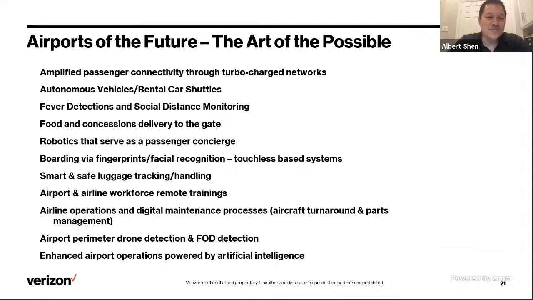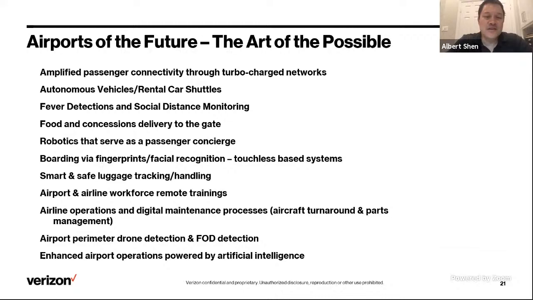I know that we've all been talking about a lot throughout this conference and other parts of airports overall in terms of how can more touchless-based systems be used. Smart and safe baggage handling and tracking, airline and airport workforce remote training. Again, what we just went over, operations and digital maintenance and processes, perimeter drone detection. FOD detection is one that we've had conversations with the FAA in terms of looking at video analytics in terms of how to actually better use video ability to capture any type of FOD that is on the aircraft operating areas.